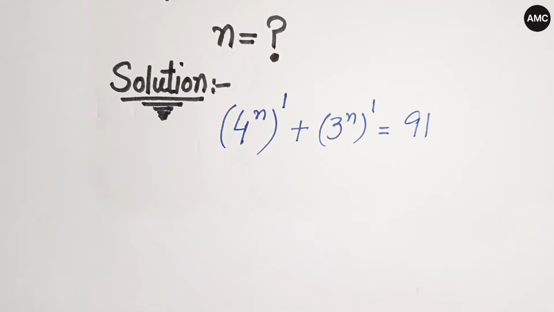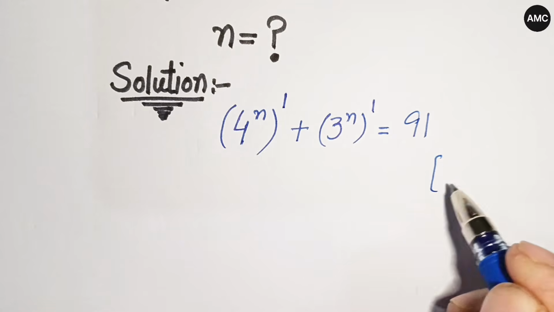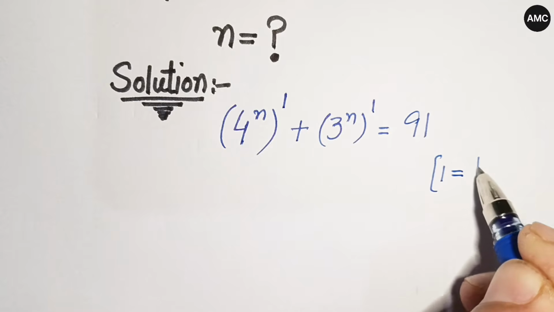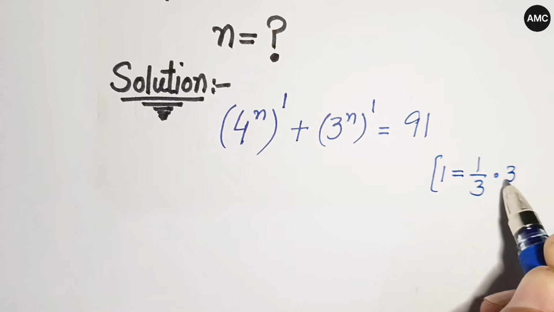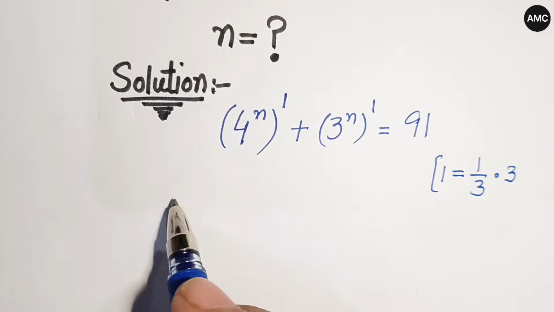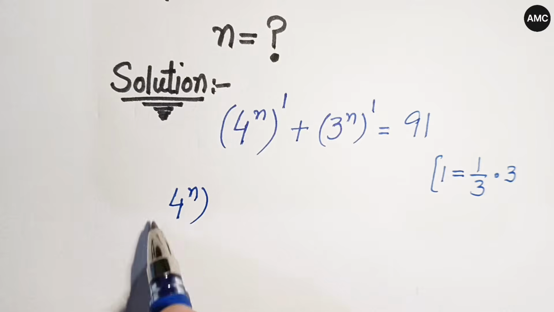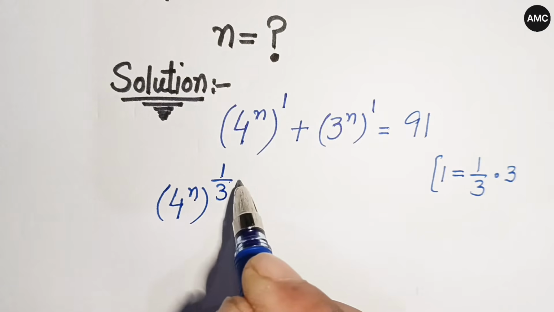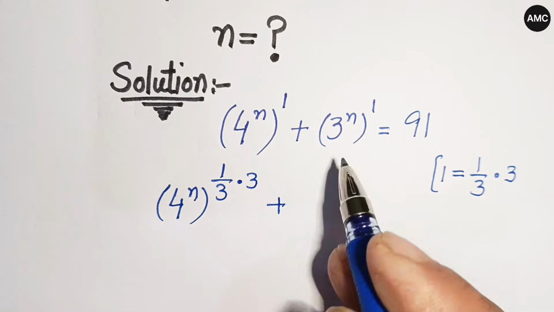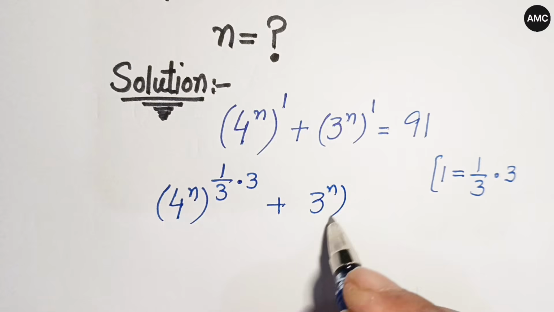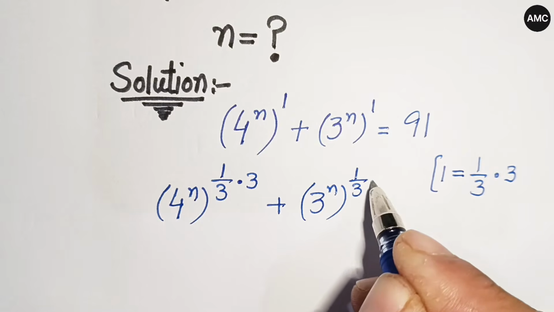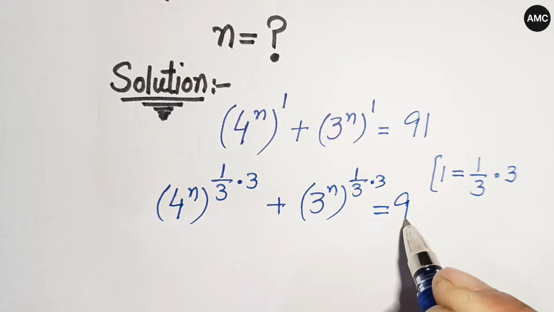Now this 1 is also equal to 1 over 3 times 3, which is equal to 1. So putting this here, (4 to the power n) whole to the power 1 over 3 times 3, and similarly (3 to the power n) whole to the power 1 over 3 times 3, that is equal to 91.